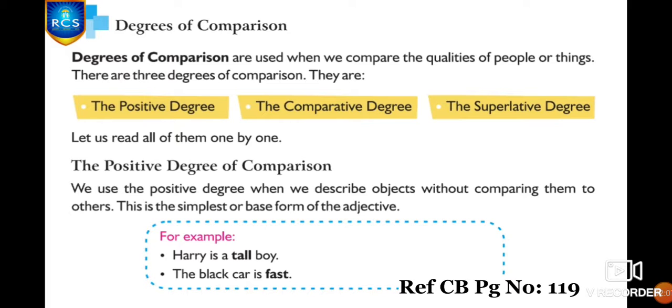We use the positive degree when we describe objects without comparing them to others. That is the actual form of the adjective. We call it the positive degree, and this is the simplest or base form of the adjective. For example, Harry is a tall boy. The black car is fast. Here tall and fast are the positive degree of comparison.